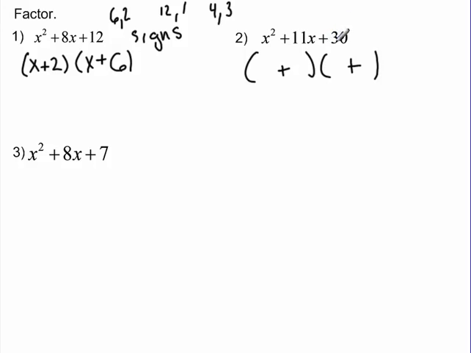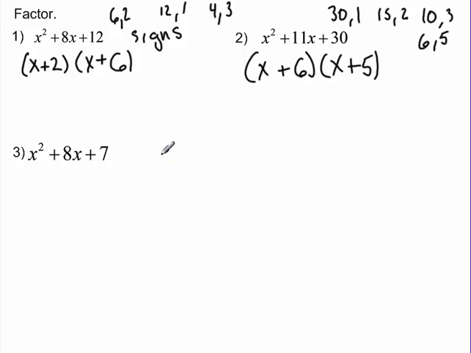Okay? What are my factors of 30 that add together to give me 11? Well, the factors of 30 are what? 30 and 1. That doesn't add to give me 11. 15 and 2. No. 10 and 3? No. 6 and 5? 6 plus 5 is 11. There it is. And then x squared, so x and x.